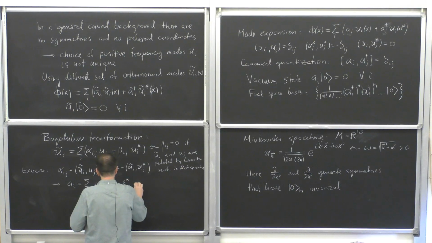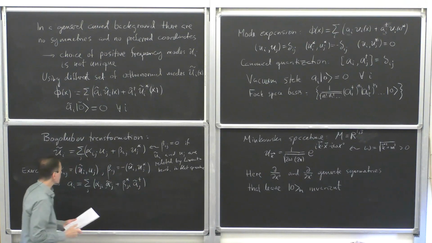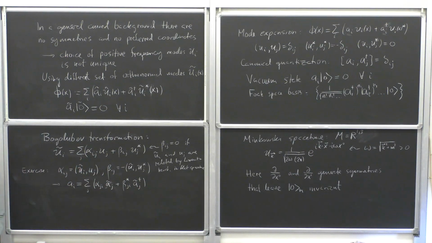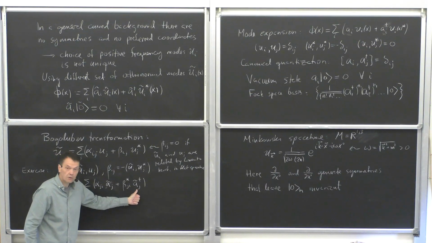You should check this as well, because this is something we're going to use later on. So the annihilation operator in my original vacuum is going to be a linear combination of both annihilation operators and creation operators in the other vacuum.